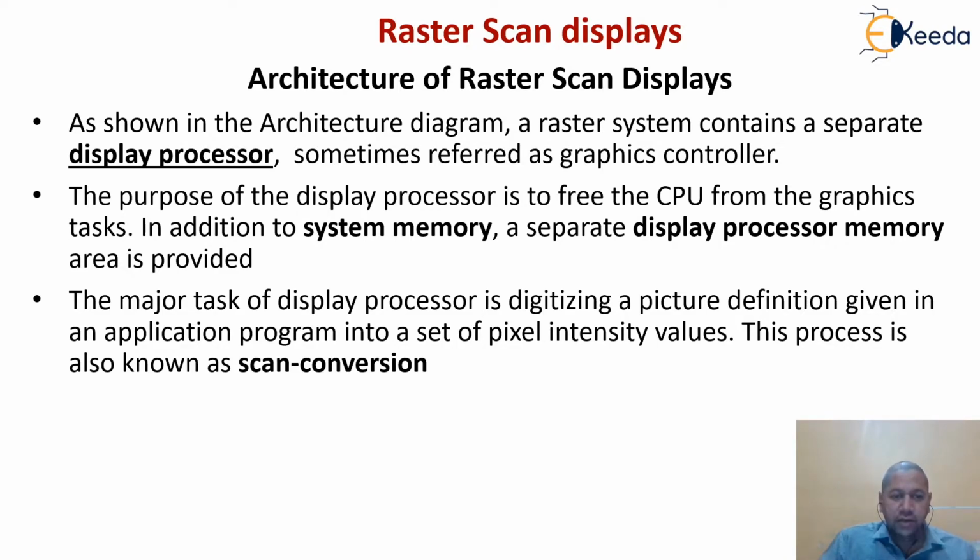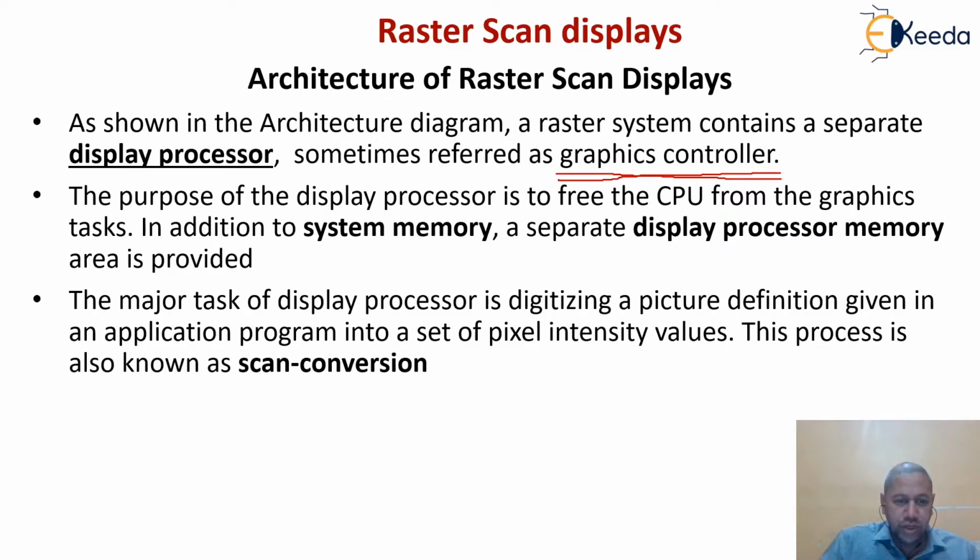As shown in the architecture diagram we have just seen, a raster system contains a separate display processor. This separate display processor is sometimes also referred to as a display controller. We have seen the video controller, and now there is the graphics controller. So the display processor is also referred to as the graphics controller.